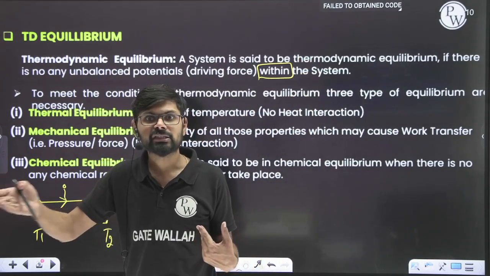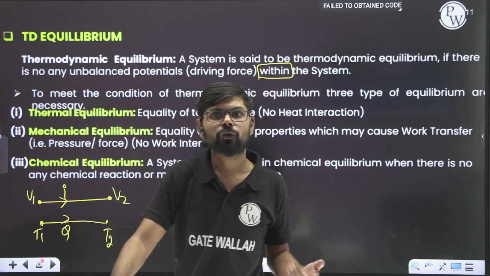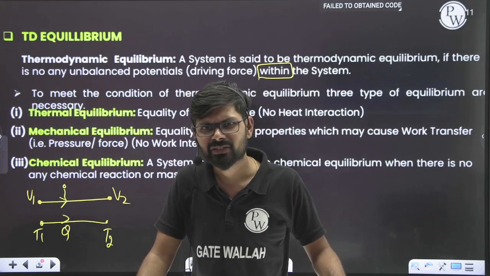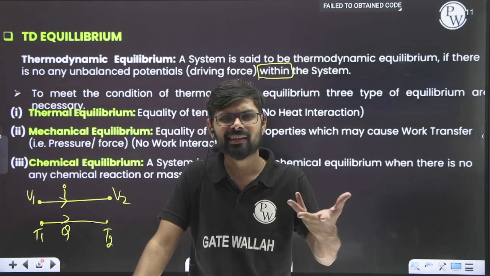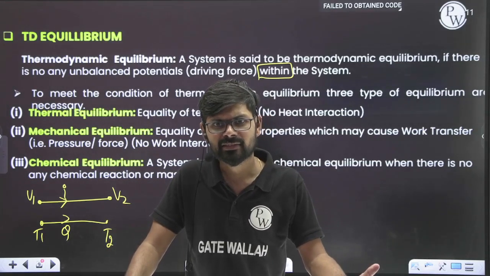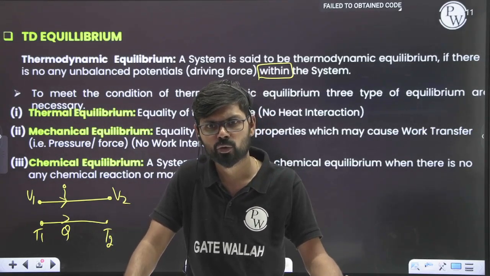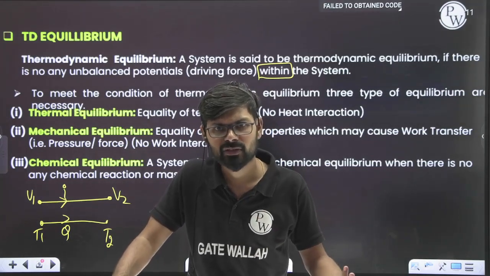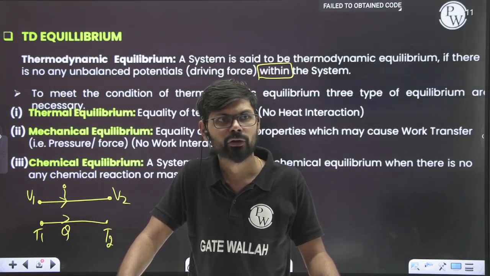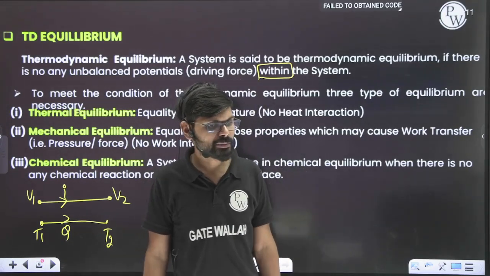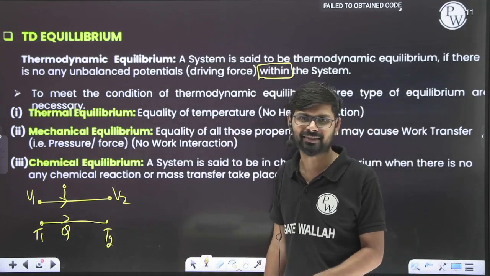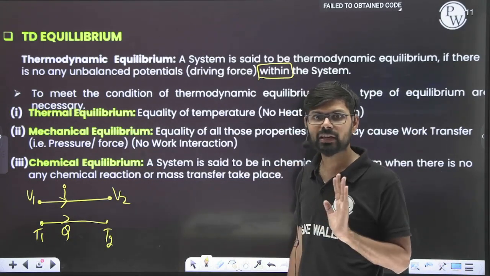Maybe some pressure difference is there. Because of that some flow may occur, or some work may occur. Maybe some mass transfer takes place within the system, or maybe some chemical reaction is taking place. Maybe you are burning something inside, suppose some petrol, within your room. So a chemical reaction is taking place within the system. So actually your system is not in equilibrium. You are getting my point or not? So a system is said to be in equilibrium when there is no such potential present within the system. Between system and surroundings it is possible.